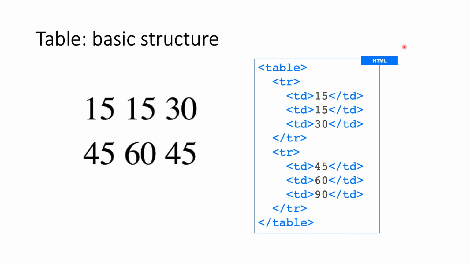Think about leaderboards, think about competitions. The table structure is pretty simple. You start with a table tag, then you define the table row, row by row. This would be a row: 15, 15, 30, and this would be a second row: 45, 60, 45. On the right you can see the code: table, table row, and table data. Again, you finish the table row, then you start another table row, table data, table data, table data, and then you finish the second row, and then you finish the whole table. And this would be rendered by the browser.